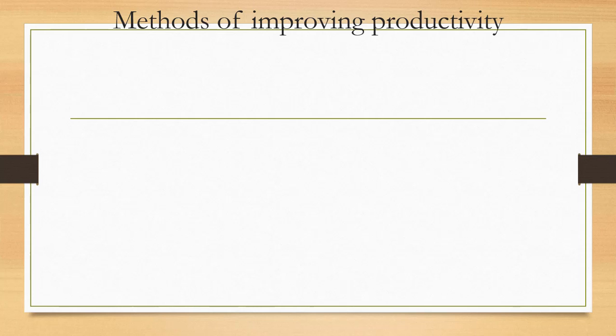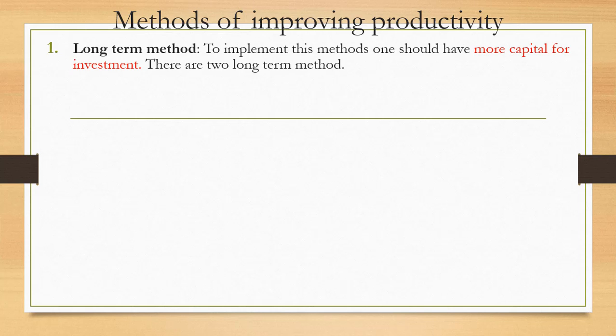So there are three kinds of methods applied in the industry. First kind of method is the long-term method. Long-term method needs capital investment to improve productivity. So in this method, productivity or production rate can be increased by investing more in resources, or quality of the product can be developed by investing more in resources. There are also two long-term methods.